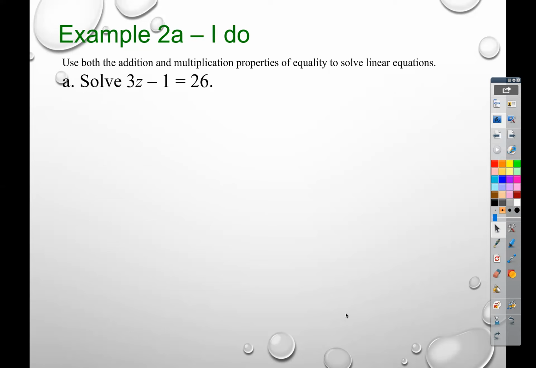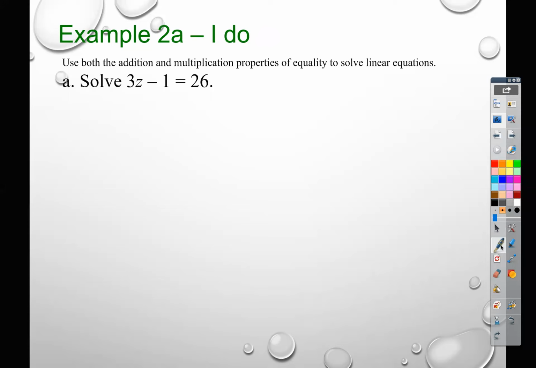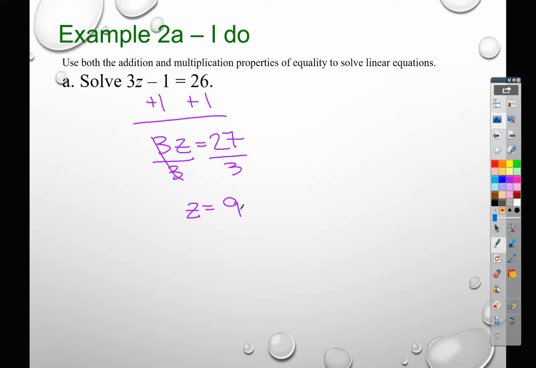Okay, number 2a, use both the addition and multiplication properties of equality to solve. Okay, so we are going to use reverse order of operations to solve this. So what I like to say, I think is easier for everybody, is move the term that is farther away from the variable first. So I have 3z minus 1 equals 26. So I'm going to add the 1 to both sides of the equation. Again, this still should be a review from pre-algebra. And since I'm multiplying the 3 and the z, I would divide both sides by 3, and I would get z equals 9.